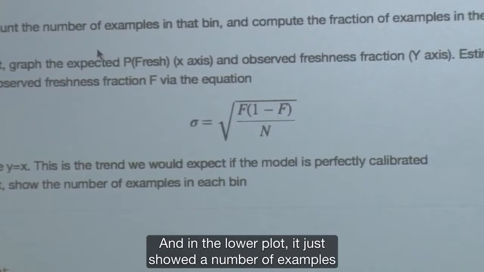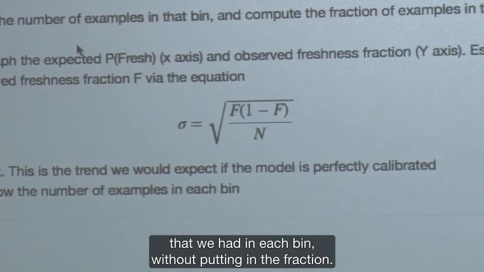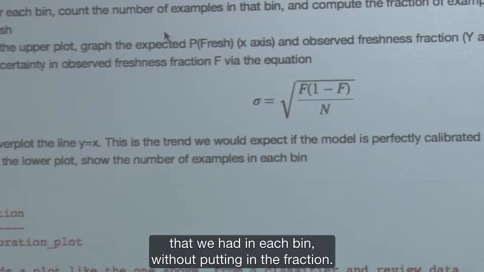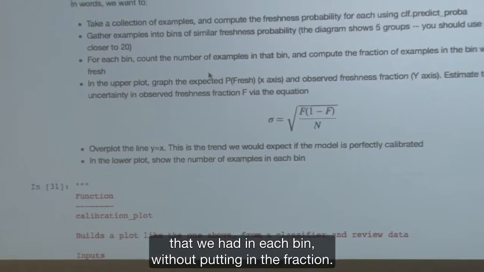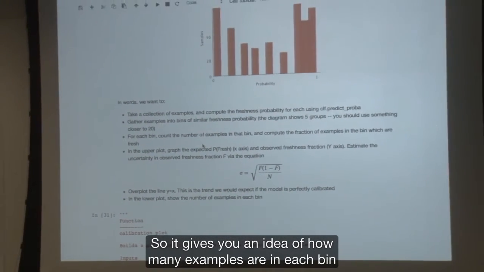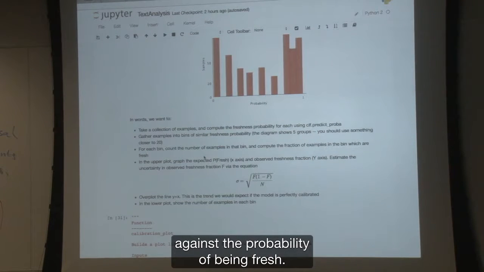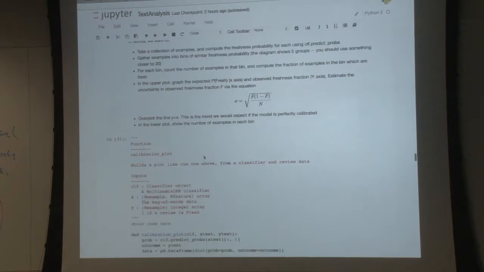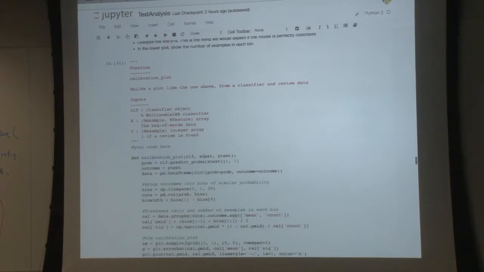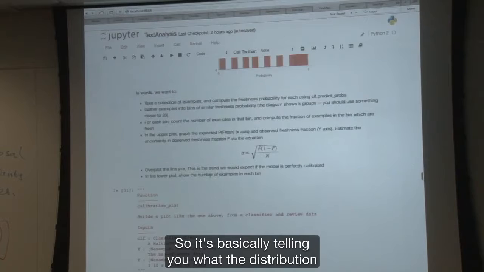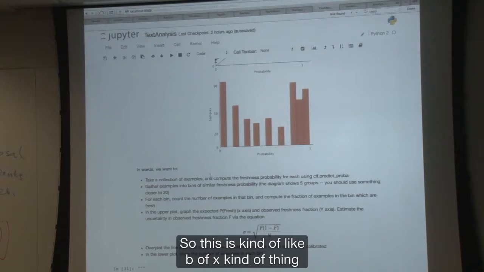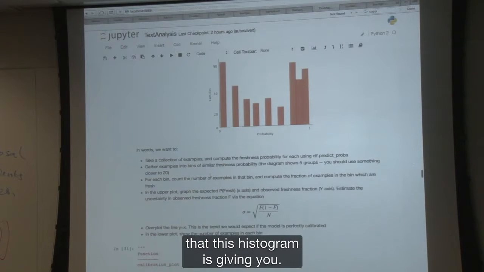And in the lower plots, we just show the number of examples that we had in each bin, without putting in the fraction. So it gives you an idea of how many examples are in each bin against the probability of being fresh. Okay. So it's basically telling you what the distribution of the data is as well. It's kind of like a P of X thing that this histogram is giving you.